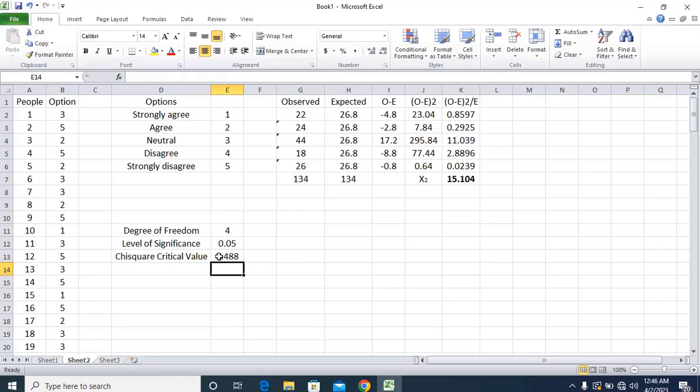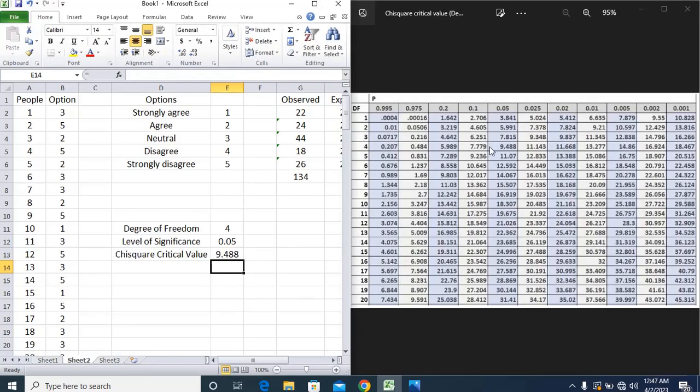You can also find this chi-square critical value from a table. I am going to show you the table. You can see the table over here. In this table there is the degree of freedom and the probability. The degree of freedom was 4 and the probability was 0.05. So if we cross-link the 0.05 with the 4 degrees of freedom, that is 9.488. You can see over here this 9.488 matches our chi-square critical value.